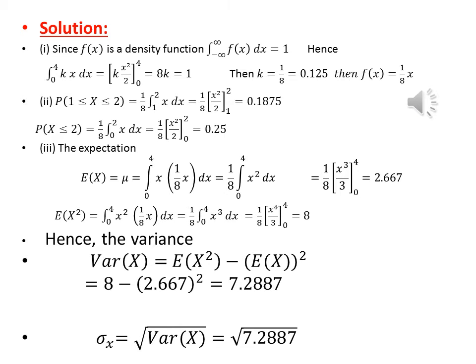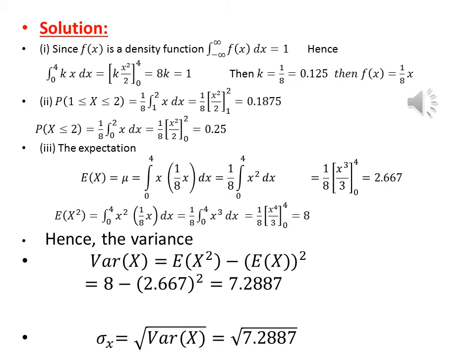So to solve this problem, first, since f of x is a density function, the integration from negative infinity to infinity of f of x dx must equal 1. Integration over the whole domain of the function must be equal to 1. Then the function is defined from 0 to 4.